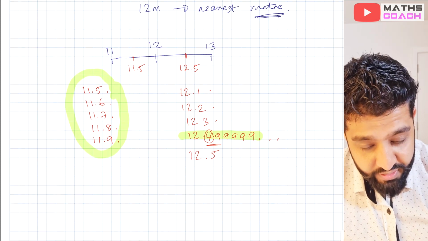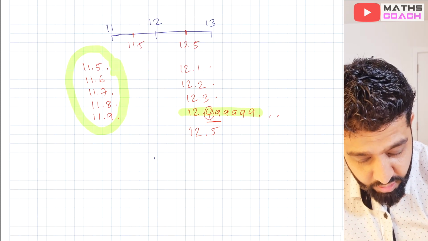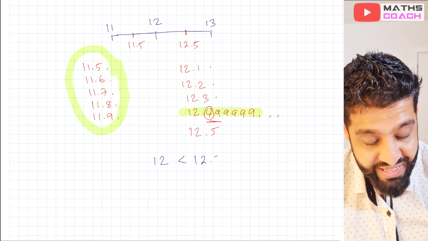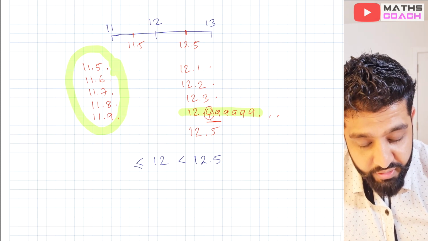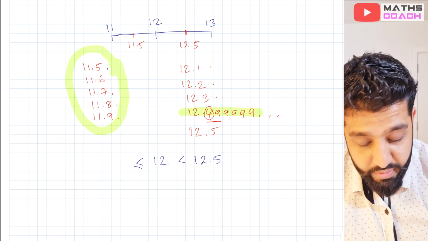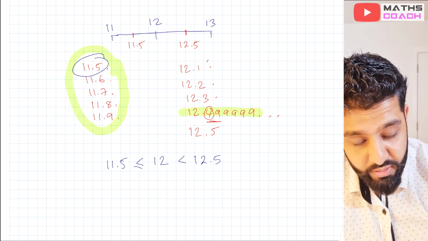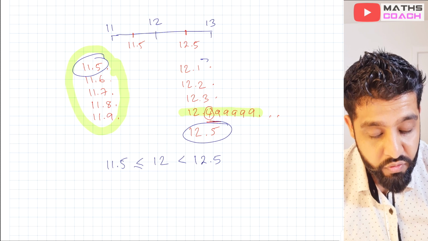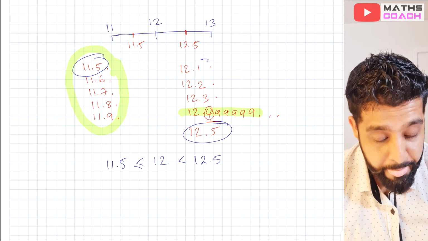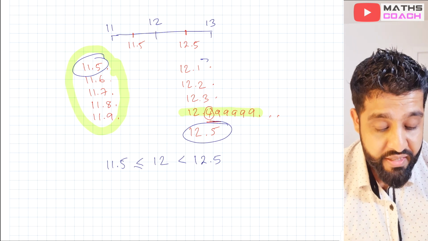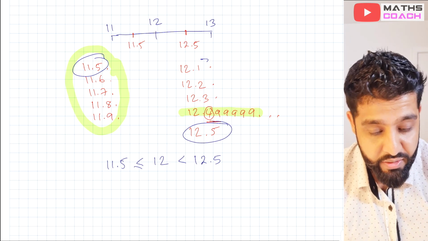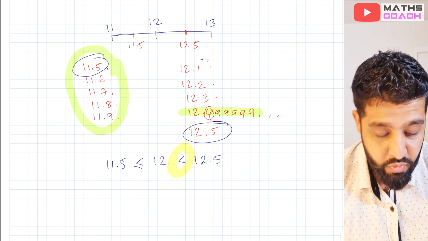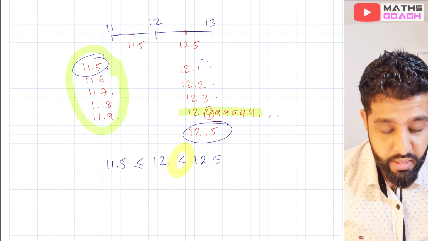So what we write instead is 12 with the less than sign, and we'll say that 12 is less than 12.5. On the other side, we'll write greater than or equal to, and we'll write down 11.5, which are these values. Now, why we don't write an equal to sign here is because our value that has been rounded to the nearest meter to become 12 isn't exactly 12.5. It is 12.499999, and that's why we write down a less than sign only for this one. If you understood this, we will go on to a few more examples, and this is basically it.